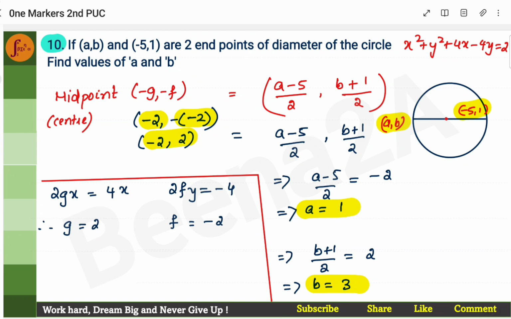Now, what is the midpoint formula? The center is equal to one end of the diameter, that is, you take minus 5, you add this coordinate with this coordinate and divide by 2. So (a - 5)/2. Then take this coordinate, b, added with this coordinate, which is 1 here, (b + 1), and then divide by 2. Then you equate this minus 2 with this. So you'll have (a - 5)/2 is minus 2 and (b + 1)/2 is equal to 2. Now you'll find the value of a and the value of b. So this is the final answer.